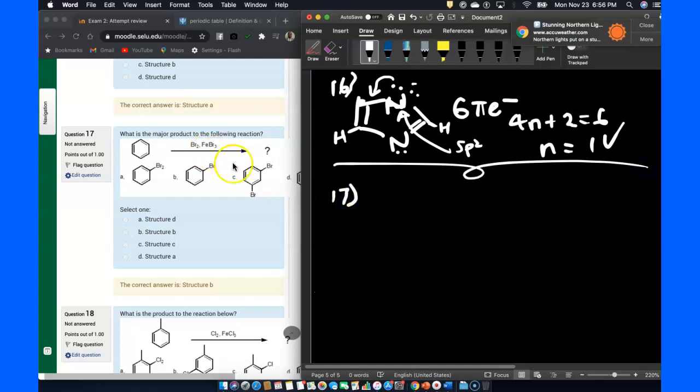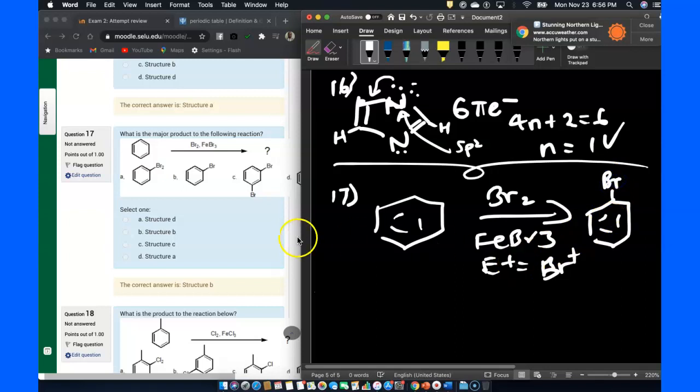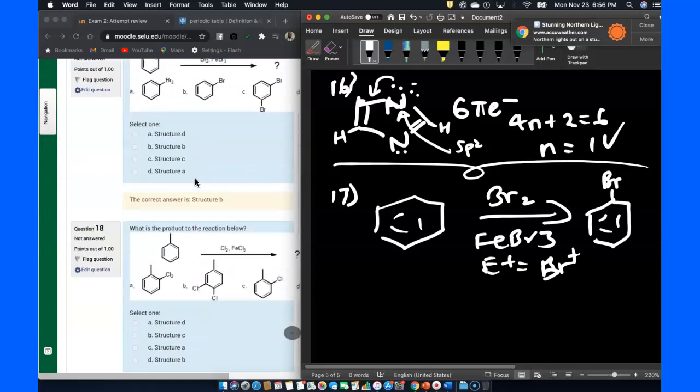What's the major product? This is just bromination. You have your benzene ring, you're adding Br2, FeBr3. So the electrophile here has to be Br+, I told you that. So you just need a benzene ring with a Br somewhere, anywhere on those carbons of the ring. So the answer here is B, cannot be anything else.